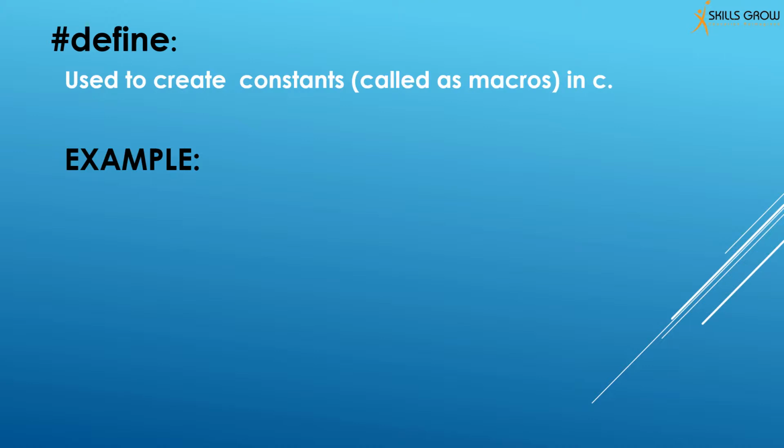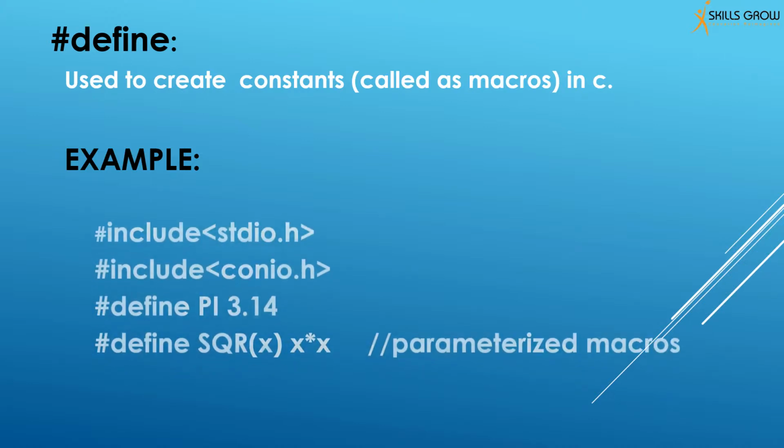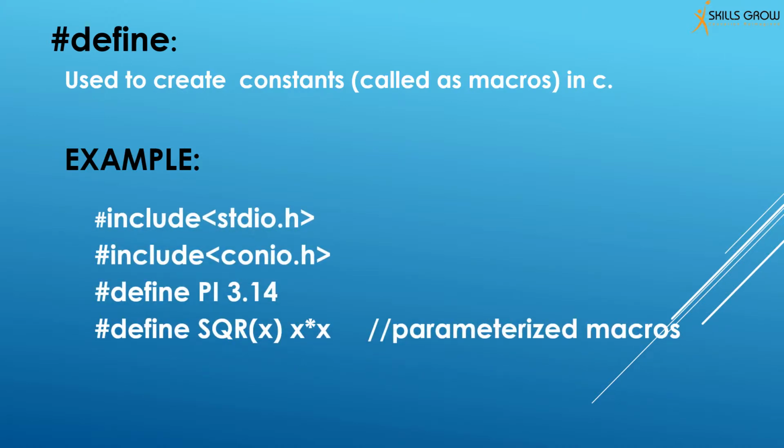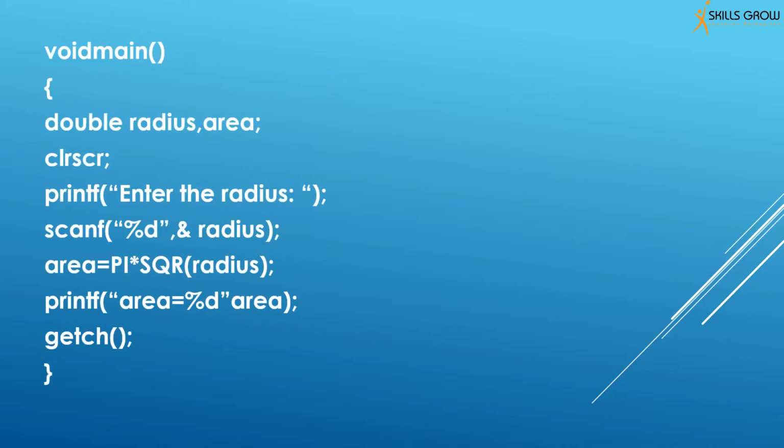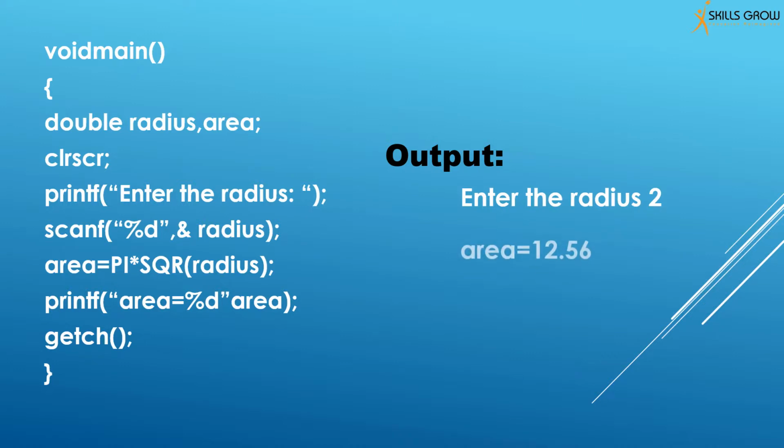Let's see an example program for better understanding. First two are header files. Macro expansion is used in the third and fourth lines. Here, we already know the value of pi is 3.14. A square means x multiplied by x. We know the area of a circle as pi r square. Then we can write the area as pi into square of radius. The output is shown here. If we enter the radius as 2, then the area is going to be 12.56.